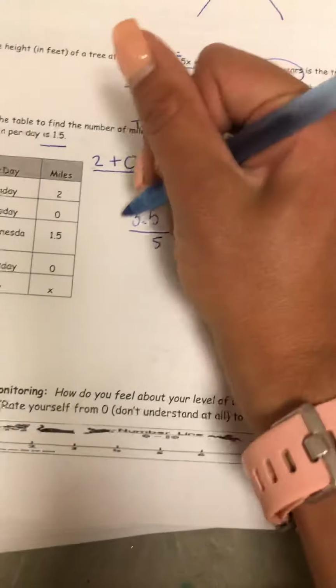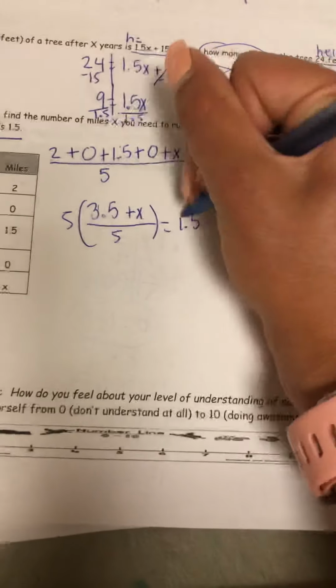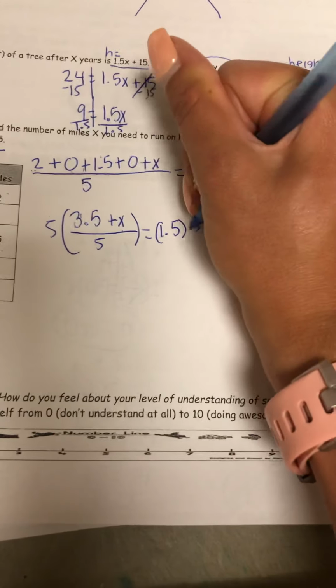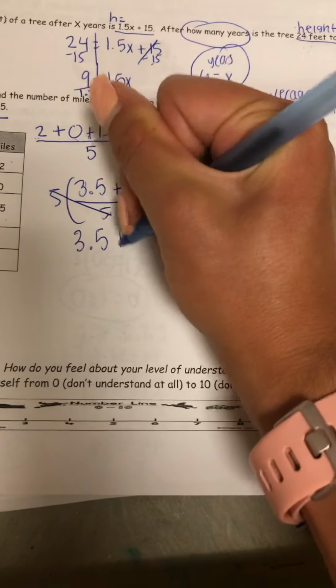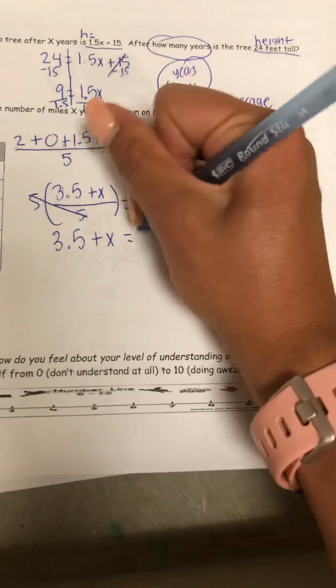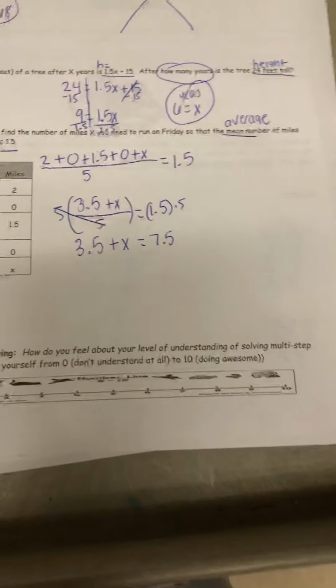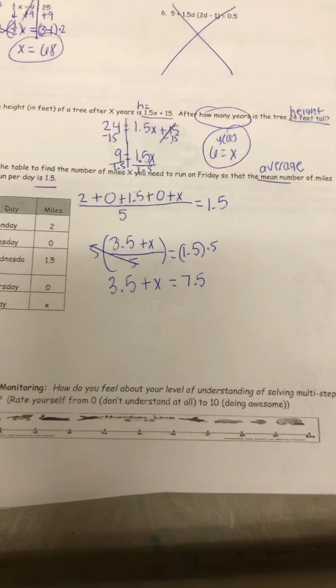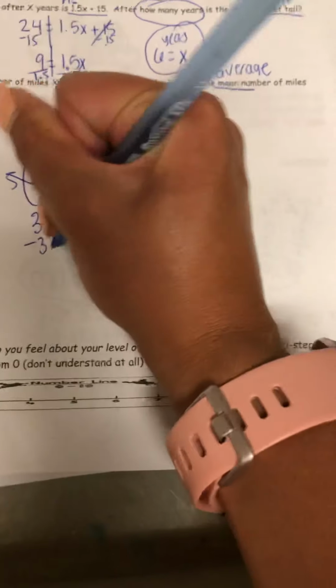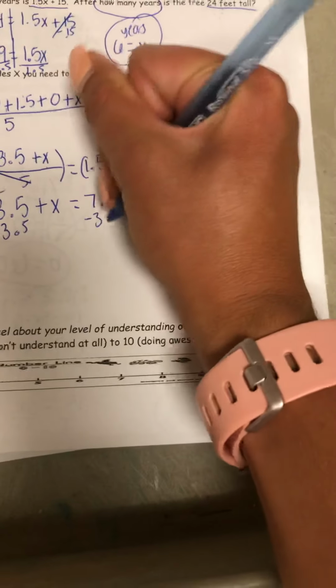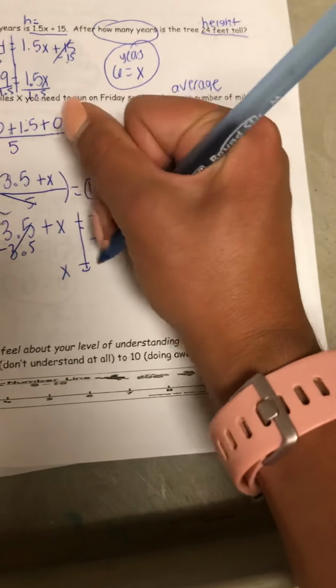Again, I want x all by itself, so I'm going to multiply both sides by that denominator first so that I get rid of the fraction. My numerator will stay, so I have 3.5 plus x is equal to, and 1.5 times 5 is 7.5. Again, I need to get x all by itself, so I'm going to subtract that 3.5 because that's positive. Okay? And then I get x is equal to 4.